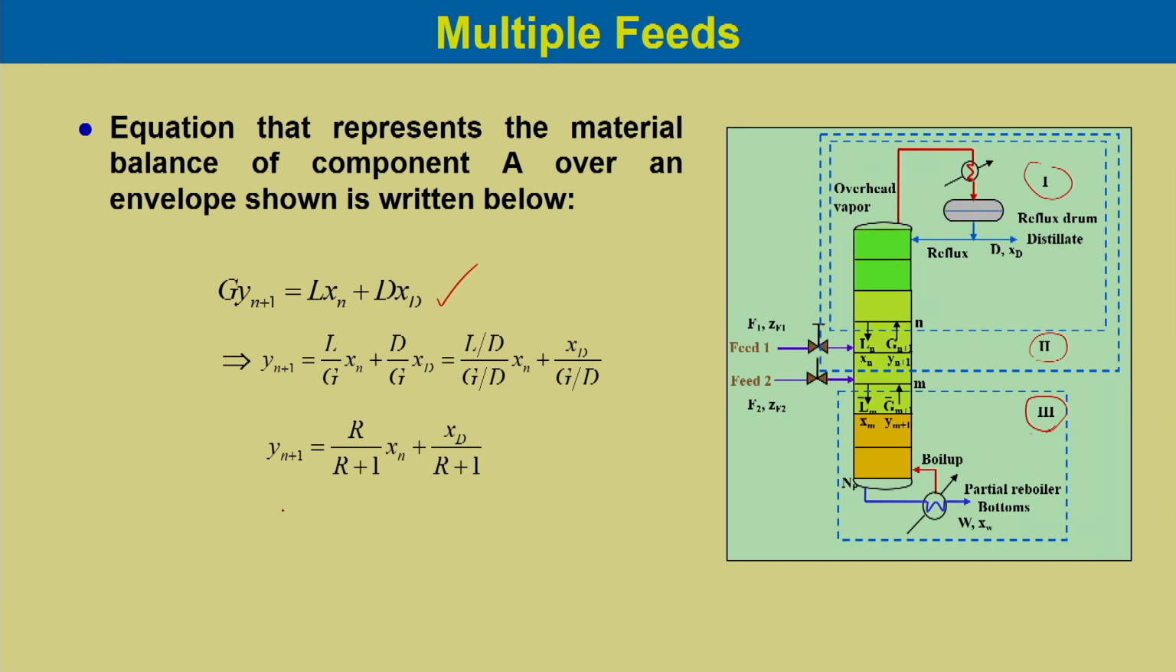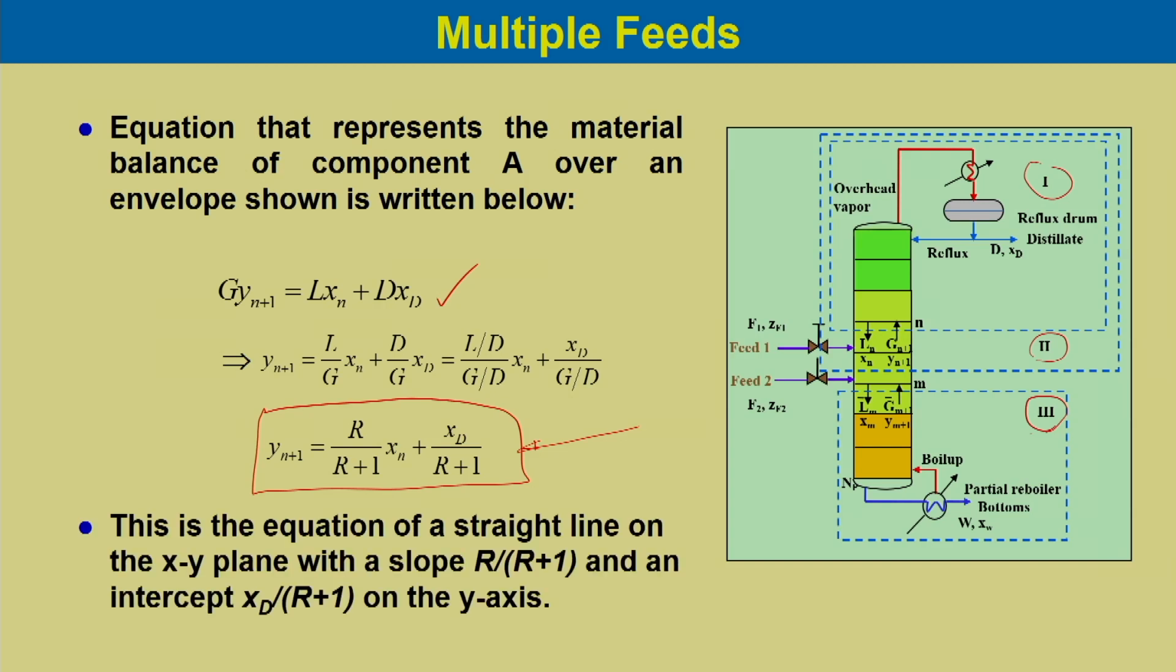and like in the rectifying section we have derived the equation for the operating line, that is y n plus 1 equal to R by (R plus 1) into x n plus x d by (R plus 1). So, this is based on the overall material balance or species mole balance in the case of envelope 1. So, we can get the operating line for the rectifying section for envelope 1. This is the equation of a straight line on the xy plane with a slope of R by (R plus 1) and intercept of x d by (R plus 1) on the y axis.